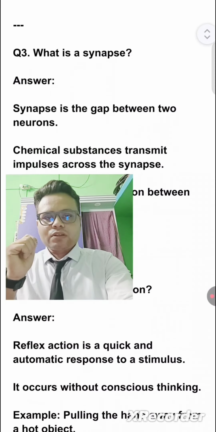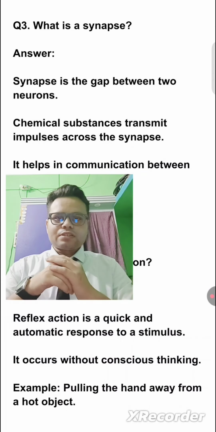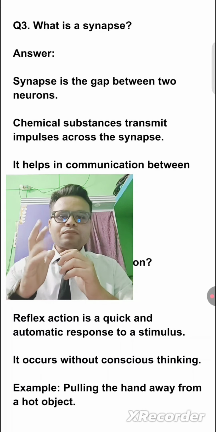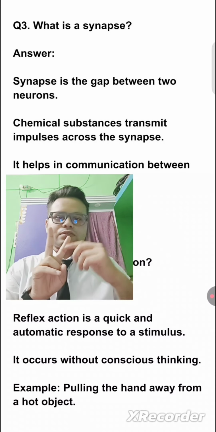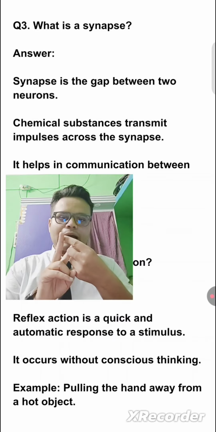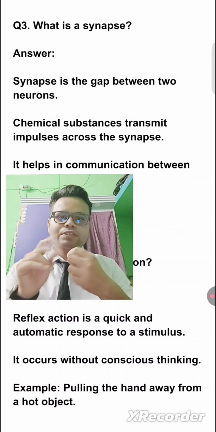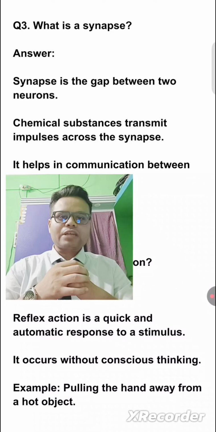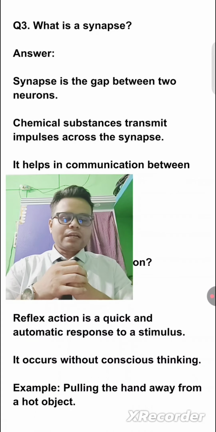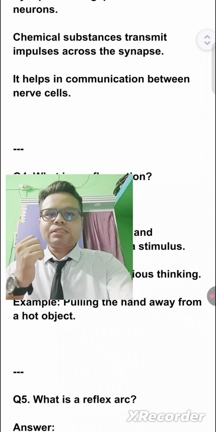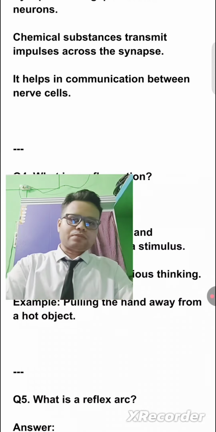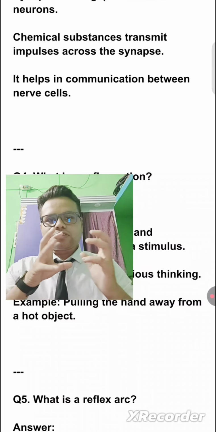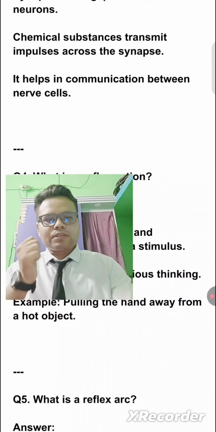After that, what is a synapse? A synapse is the gap between two neurons. There is a gap between one neuron and the next, and that is known as a synapse. Chemical substances transmit impulses across the synapse. And the third point, it helps in communication between the nerve cells.